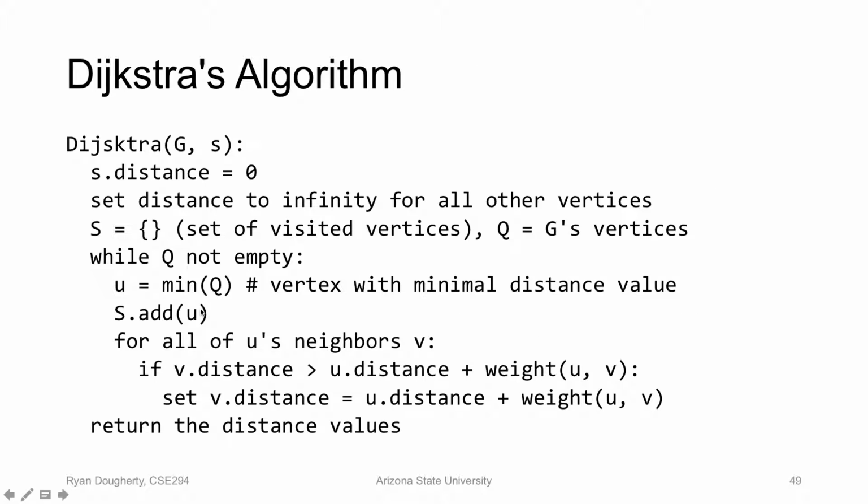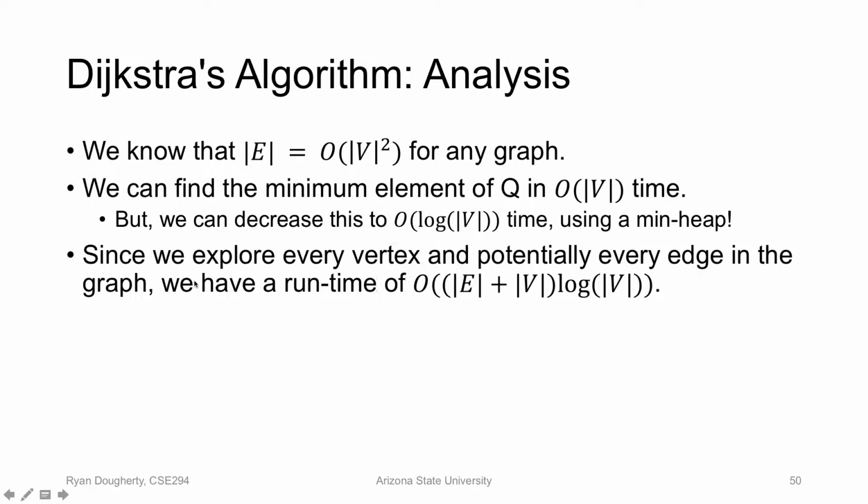But the problem here is that we're going to be exploring all of the edges of the graph too. So not only are we going to be exploring all the vertices, but also all the edges. But for each one of those, we're going to be extracting the minimum element. So therefore, the running time of this algorithm is the number of vertices plus the number of edges times the log of the number of vertices.